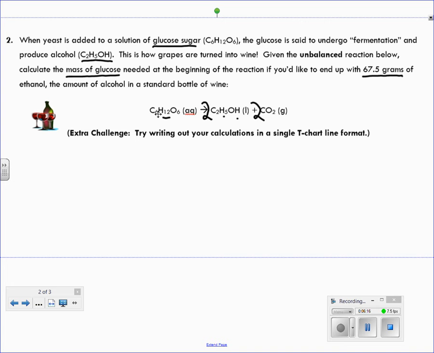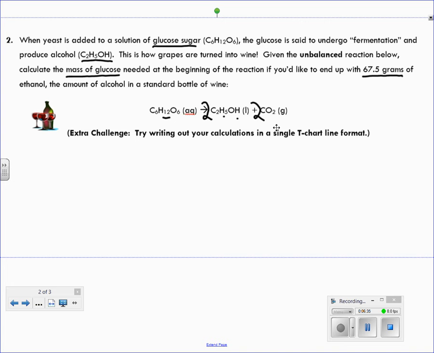So now 6 carbons over here, and 1, 2, 3, 4 in here, 2 times 2, 5, 6. My carbons are good. Let's check my oxygens. 6 on one side. 1, 2 here, and then 4 here. 2 plus 4 is 6, so I am balanced.